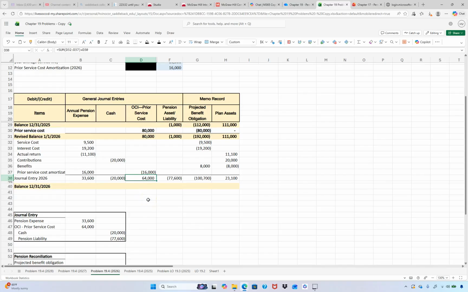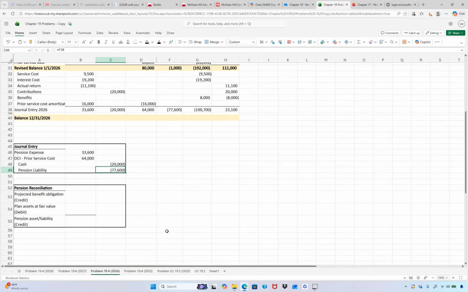I have an overall debit to OCI for prior service costs for $64,000 because we had to debit our OCI for the 80, but then we start amortizing it down for 1/5 of that. And so I have a net debit to OCI for 64. And then I have a net journal entry to the pension asset of a credit of 77,600.